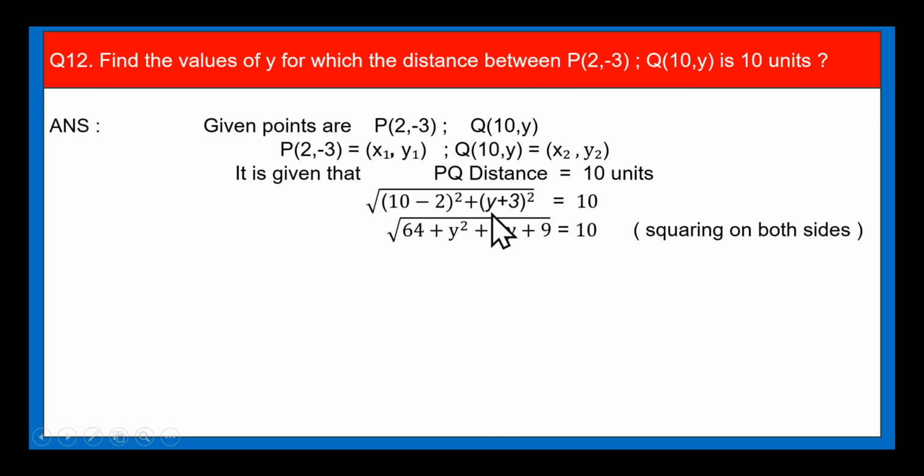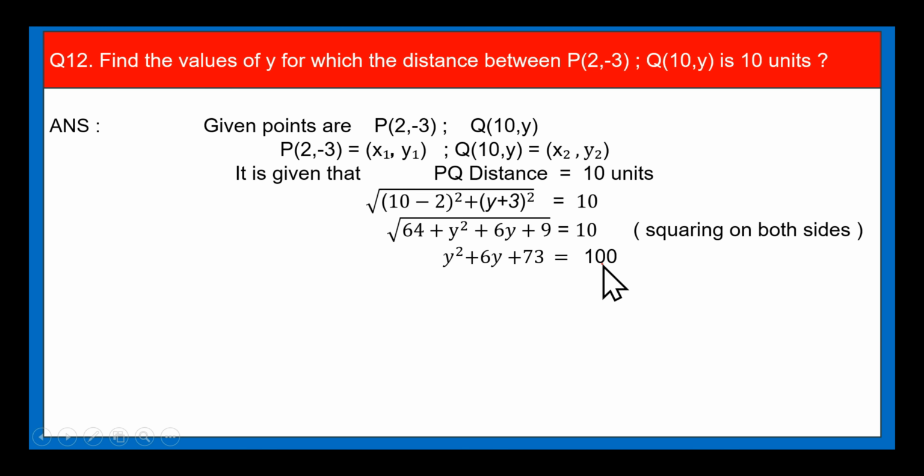Plus, this is in the form of (a plus b) whole square. What is the formula to find (a plus b) whole square? What is the expanded form? Good. (a plus b) whole square is equal to a square plus 2ab plus b square. Therefore, (y plus 3) whole square means y square plus 2 into y into 3, that is 6y, plus 3 square, which is 9, is equal to 10. Now, in order to remove the square root, let us square on both sides. By squaring on both sides, the square root and square will be cancelled. You have y square plus 6y plus 64 plus 9, which is 73, is equal to 10 square.